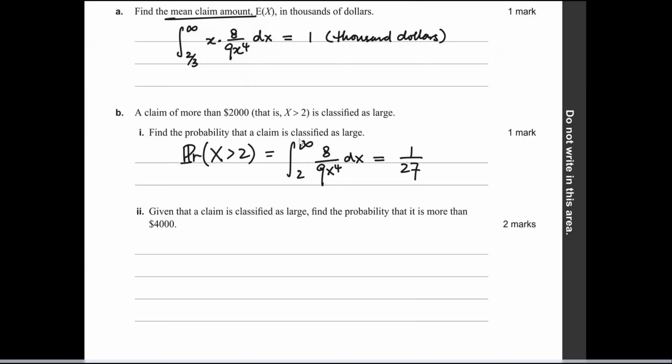So make sure you use f of x here rather than x times f of x, because you don't want to copy the previous calculation for the expected value to calculate the probability. Probability is just the area under the function.